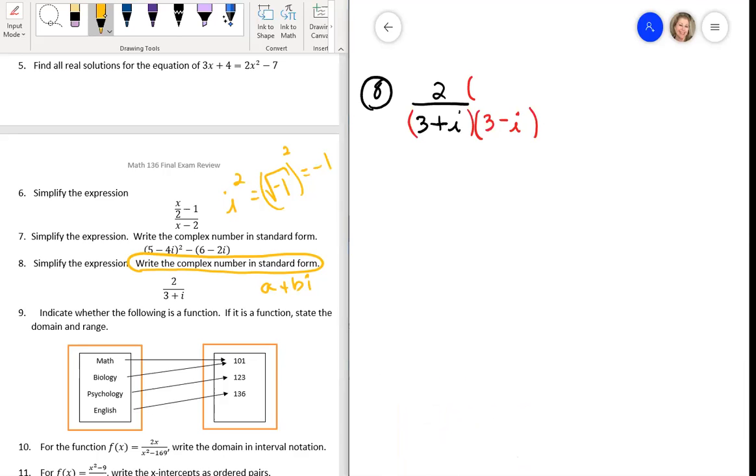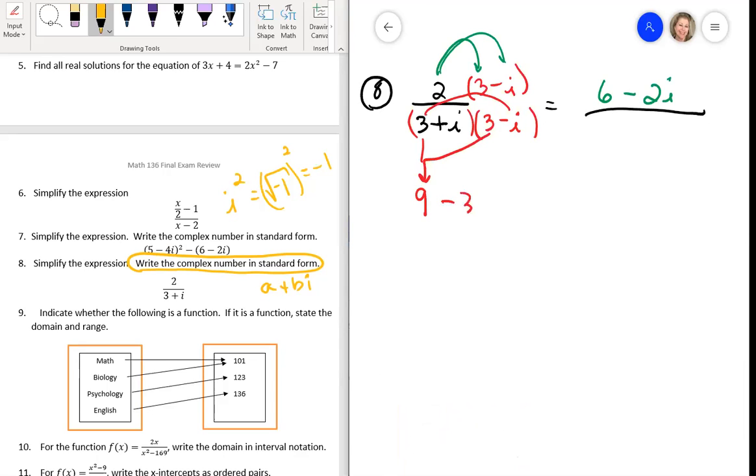So over here, on the numerator, I'm going to distribute the 2. So that's going to give me 6 minus 2i. And then the denominator, I will FOIL first times first. 3 times 3, that is 9. When you do your outsides, you get minus 3i. And when you do your insides, you get a plus 3i. And those always cancel out. And then last times last, it's a positive times a negative, so it's a negative.